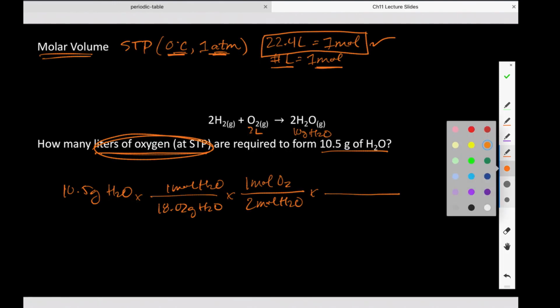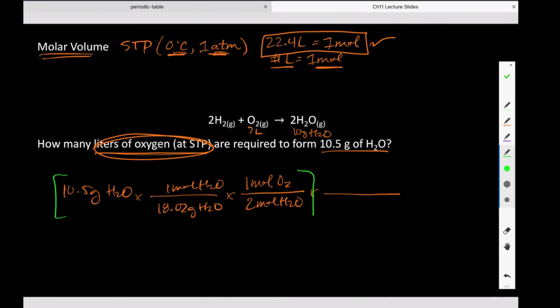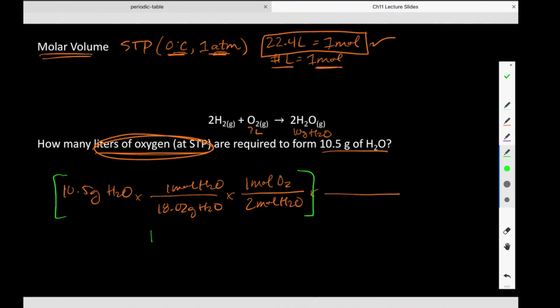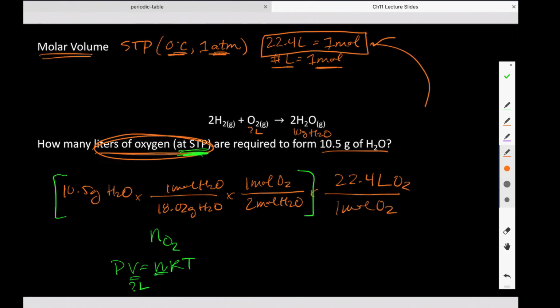So if I did not recognize that whole molar volume thing, I would have to stop here, and this would get me my moles of O2, right? Which I could then subsequently plug into PV equals nRT to solve for my volume, and that would work, right? But if I recognize this special condition of STP, then I also know that there are 22.4 liters of O2 for every 1 mole of O2, right? Going back here, that conversion factor will allow us to get that job done a little bit faster. Yes? Makes sense? All right.